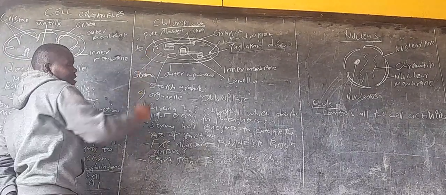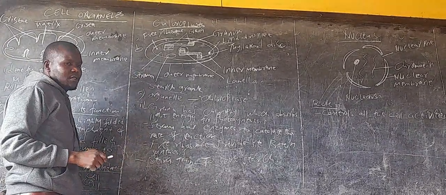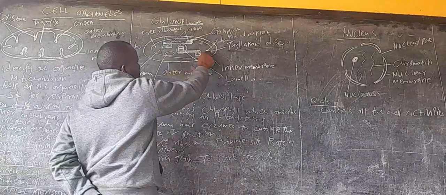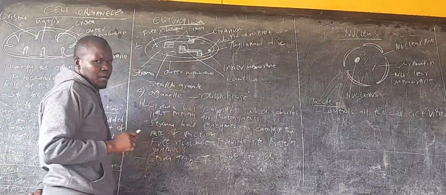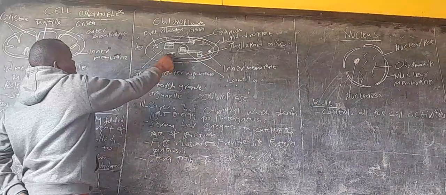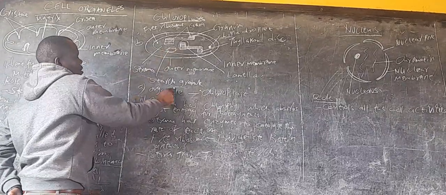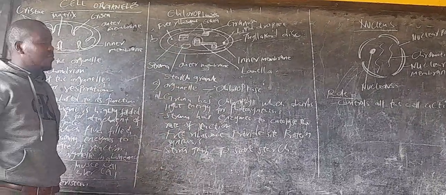You can see a free ribosome. Right? You can see we have a lipid droplet. And you can see a starch what? Grain or granule.